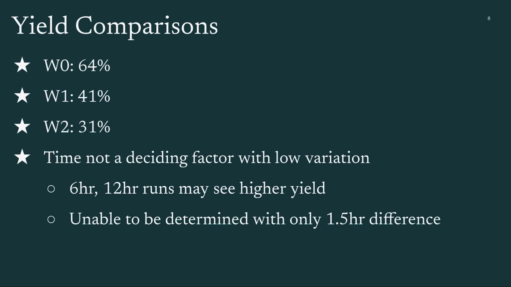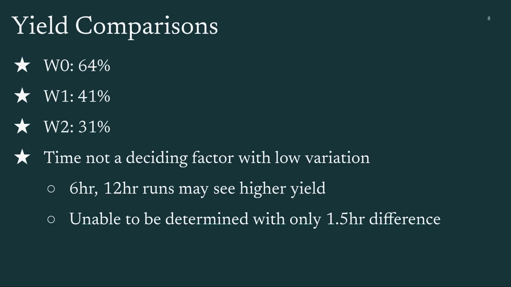Now, when we're talking about yield of the reactions that I ran, the original reference point for week 0 was a 64% yield of the product, which was okay. Week 1, when I ran it for 3 hours with the less pure starting material, I had a 41% yield, and week 2, I had a 31% yield. Those were both worse and, in fact, did not optimize the synthesis.